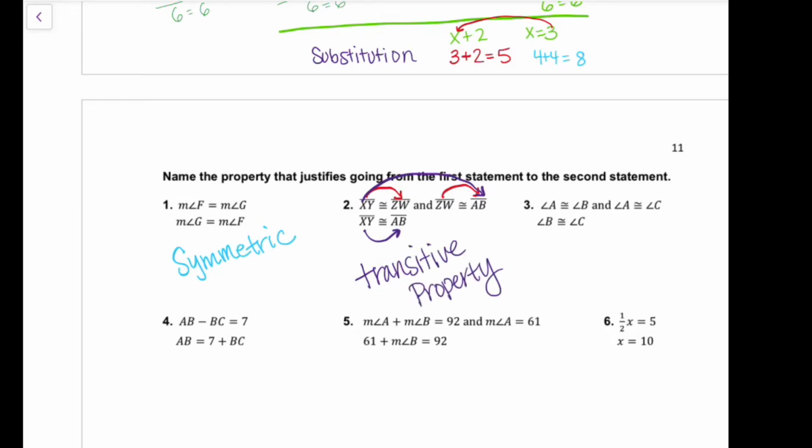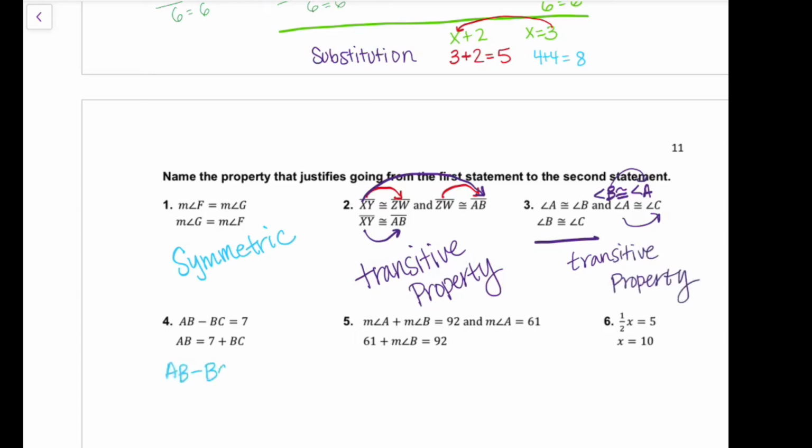On number 3, we have angle A is congruent to angle B, and angle A is also congruent to angle C. So angle B is congruent to angle C. Keep in mind, this is written backwards. So if we were to flip this around, we have measure of B, B to A, and A to C would be angle B is congruent to angle C. This is the transitive property in disguise.